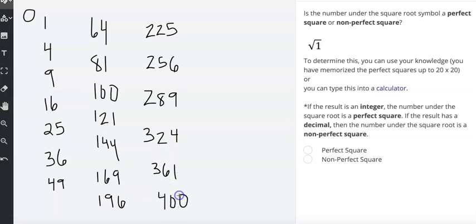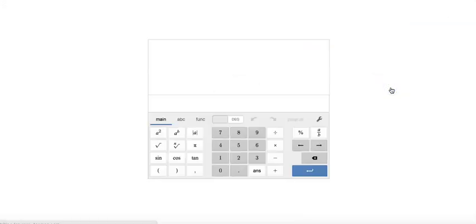So those are the perfect squares. This number, 1, is actually on our list. When I said to determine this you can use your knowledge, basically I'm saying think about the perfect squares you memorized. Is 1 on that list? And 1 is on that list. The other option is go to the calculator and just type in the square root of 1. And if you get an integer, look, I got 1, then this is a perfect square.